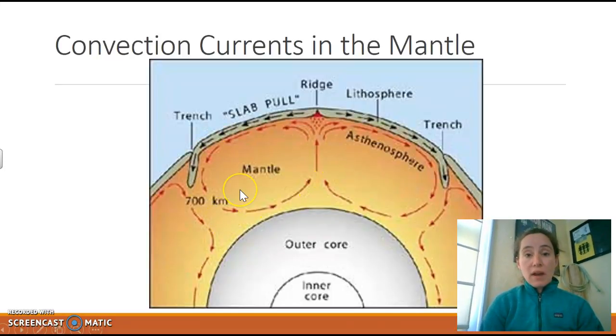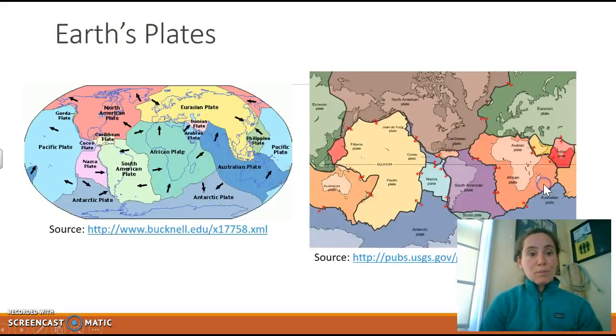So again, these convection currents were the part that Alfred Wegener was missing when he first proposed continental drift, and of course got ridiculed because he couldn't explain how things moved. This is again based on indirect evidence that we have from volcanoes.